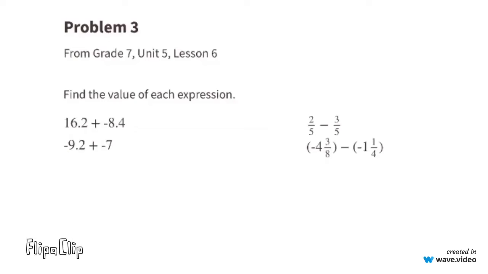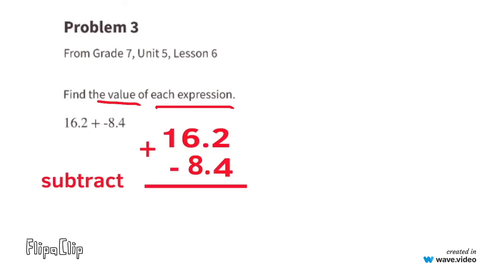Problem number 3 from 7th grade, Unit 5, Lesson 6. Find the value of each expression. 16.2 plus negative 8.4. That's the same as 16.2 and take away 8.4. So we can write it like this, 16.2 minus 8.4. And the value of this expression is 7.8, or 7 8/10.